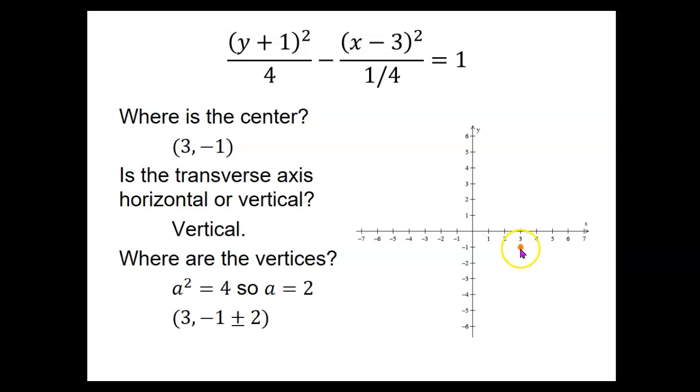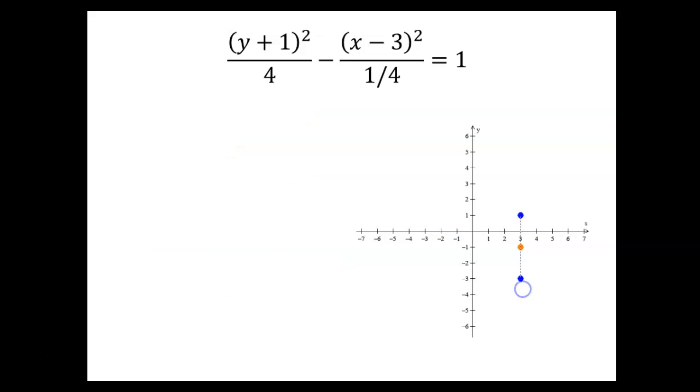So that tells us how far up and down to go to get to the vertices. One of them is 2 spaces up at (3, 1), and the other one is 2 spaces down at (3, -3). So the x-coordinate, 3, doesn't change, and then -1 plus and minus 2 for the y-coordinates. So there are the vertices, and I've drawn in the transverse axis that connects them.